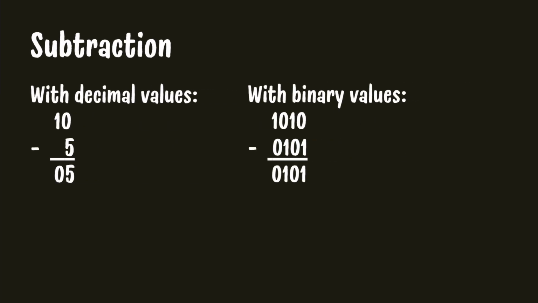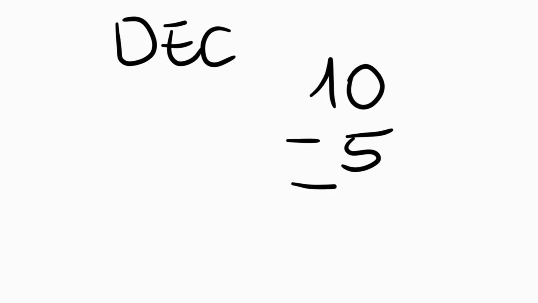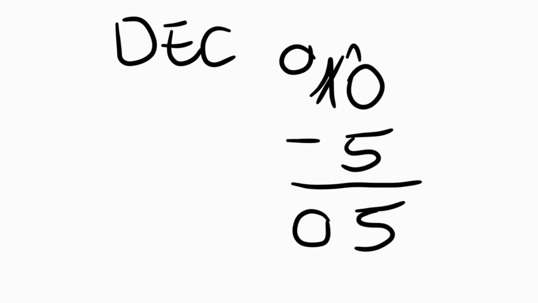So now subtraction, which is also really similar to how it works with decimal. So let's start with decimal, as we are doing that first to compare, so you guys can see how similar it is. So 10 minus 5, you borrow this one because 0 is not enough, so the result of 10 minus 5 is going to be 5.